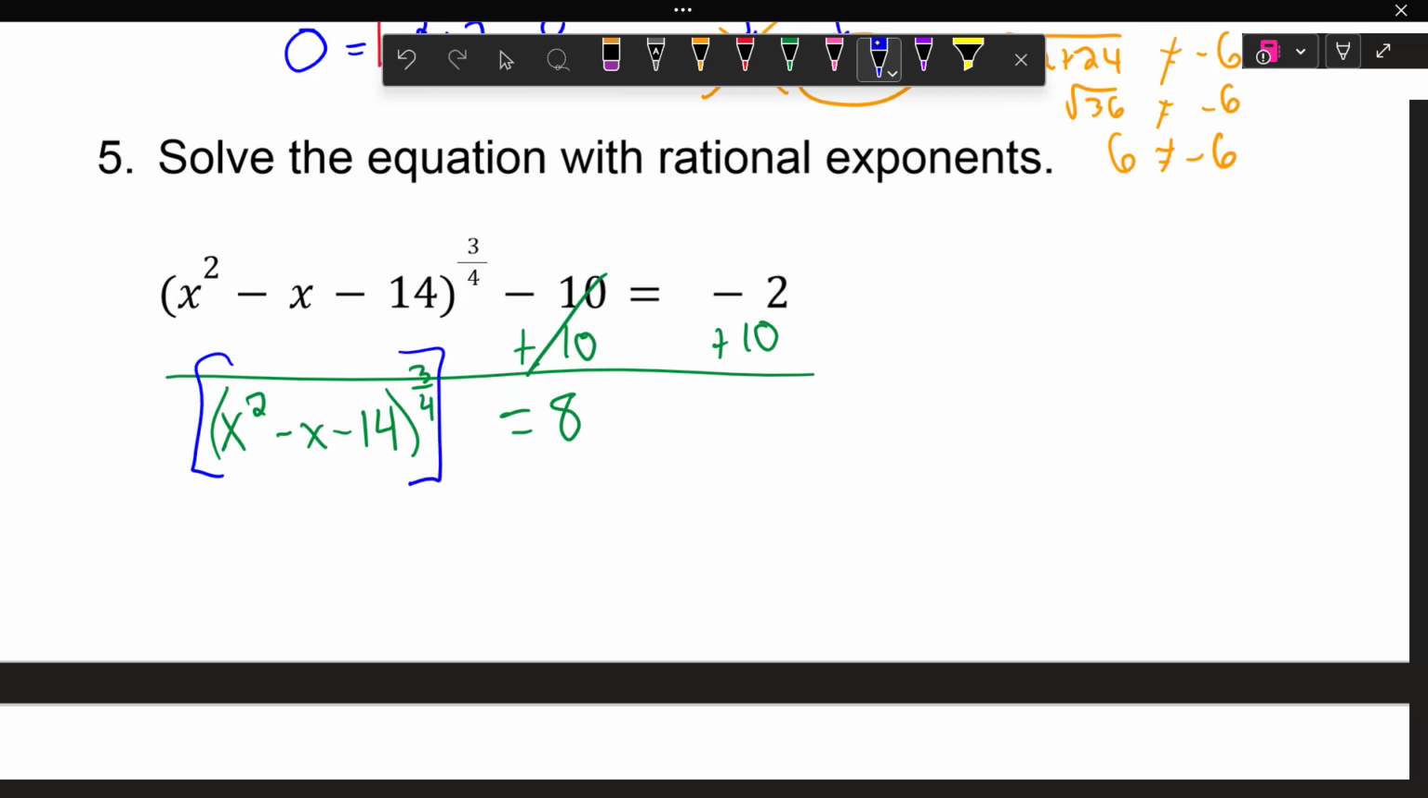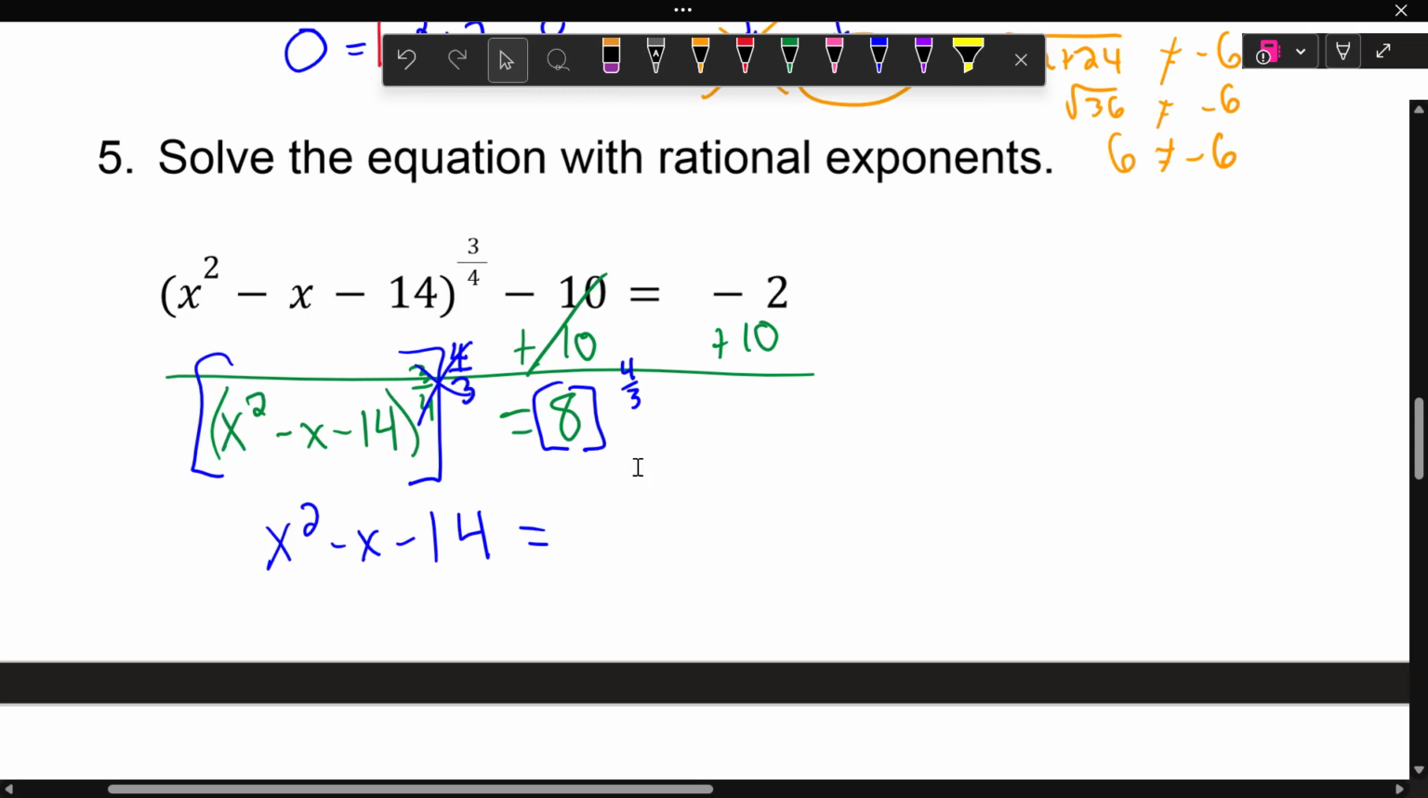Now remember, brackets are the same thing as parentheses. I'm just using brackets so we can see them a little bit different than the other parentheses. So we're going to raise both sides to the 4/3 power. Now on the left, those cancel out, and we get x squared minus x minus 14. Again, that's the whole point.